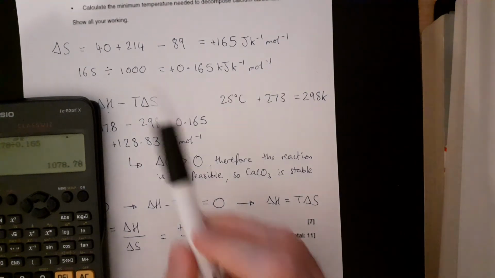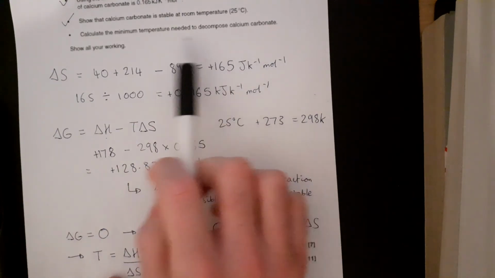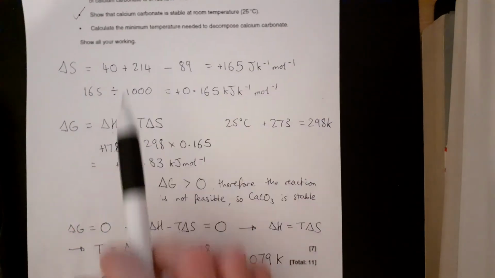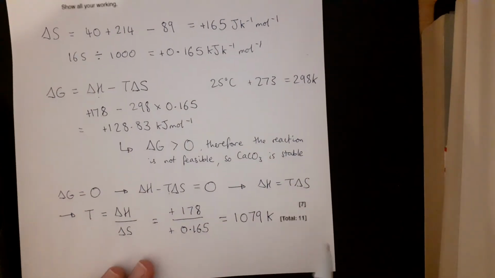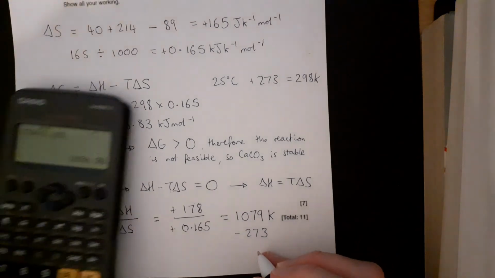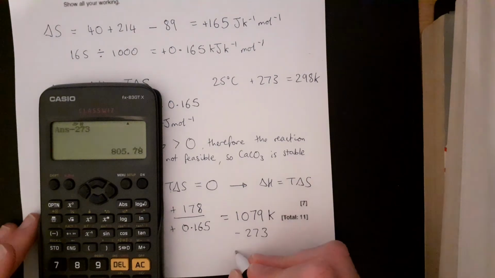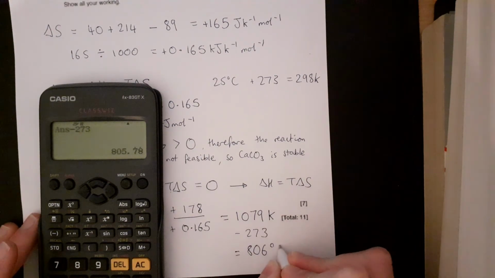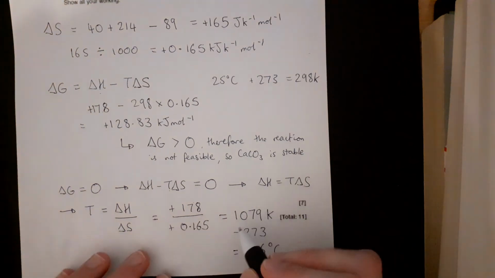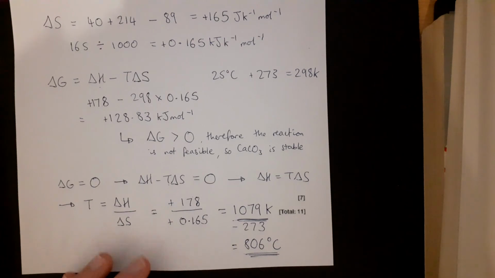If we go back to the question, it just says calculate the minimum temperature. It doesn't say what units they want it in. So we could just leave it like this. Or we could say, if we take away 273 from that, we're going to get 806, isn't it? So you could say it's 806 degrees C. That would be fine to do it in Kelvin. That would also be fine, because it didn't say in this particular case. But it's worth watching out for that, just to see, do they specify what units they want it in.